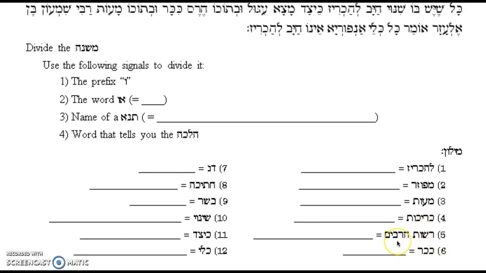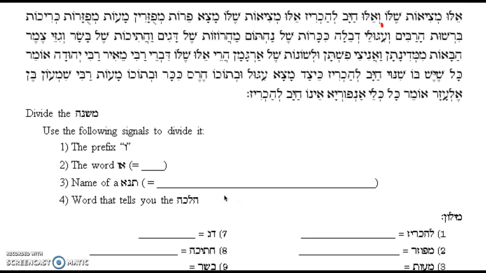Number 5 is Reshuta Rabim. That's a public place, like, for example, the street. Number 6, Kikar is a loaf of bread. 7 is a common Hebrew word. Dag means fish. 8, Chaticha is a piece, like a piece of meat. Number 9 is basar. Basar is meat. 10, shinui is something we know from Pesach. Ma nishtana. Shinui means different, something unusual. Number 11, ketzad is how. And finally, 12 is a kli. We already know a kli is a utensil, a vessel. A kli could be a pen, a hammer, a phone. Anything that has a use is a kli.